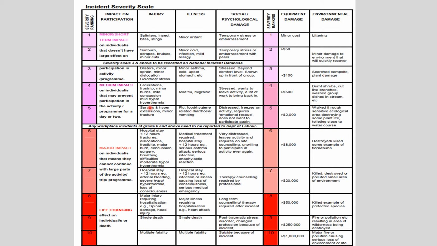So how this document is useful is most organisations would say anything from 3 and above is reported to the organisation internally, and then anything from 6 and above is reported to WorkSafe. Now this document is a little bit old in that it talks about the Department of Labour here, which has been replaced by WorkSafe, the government department that manages the Health and Safety at Work Act.